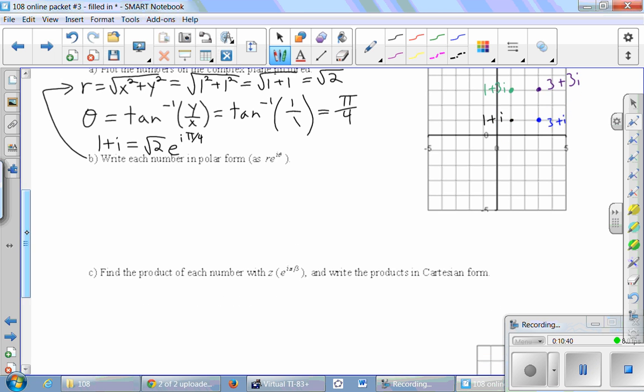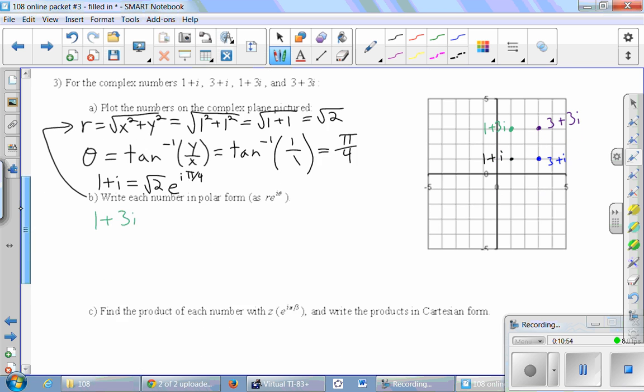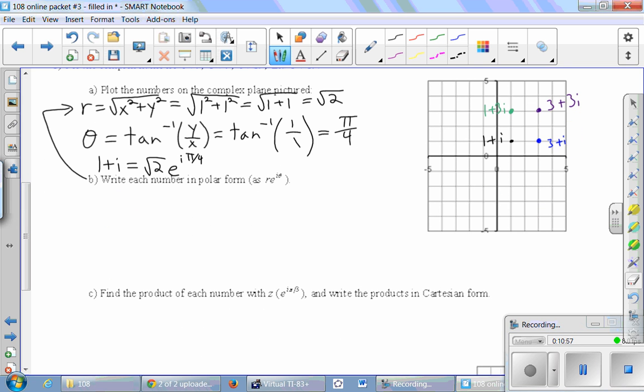Okay, and then the other parts are exactly the same as this, so I'm not going to show all the work. I'll just write these answers down here. Actually, I'll do this in order. So the next one was blue, 3 plus I. So if you find the r value, you get root 10. And the theta value by doing inverse tan of 1 over 3, the y coordinate over the x coordinate, it's about 0.322.